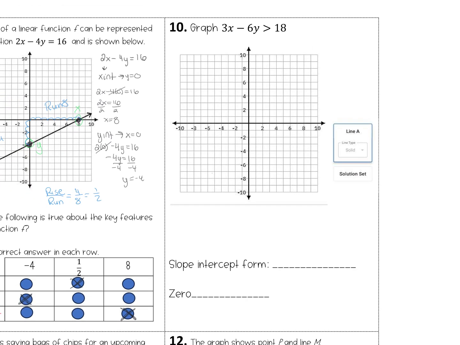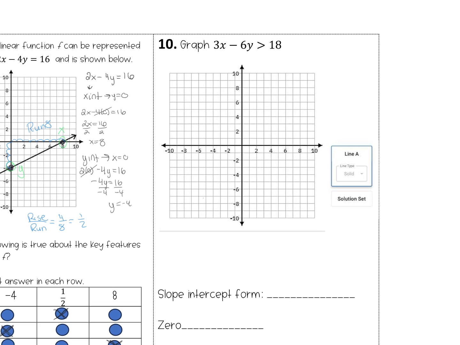Number 10 says graph 3x minus 6y is greater than 18. So I would suggest you can find x and y intercepts, or solve for y. The only trick with solving for y is that you're going to have to remember to flip your inequality sign. So let's make sure we can do that. So 3x minus 6y is greater than 18. Draw my line.